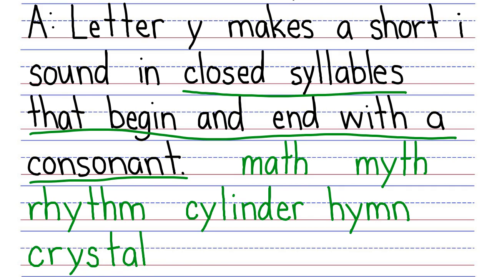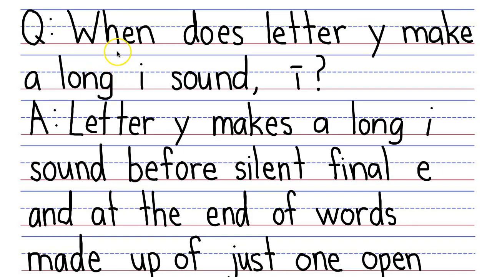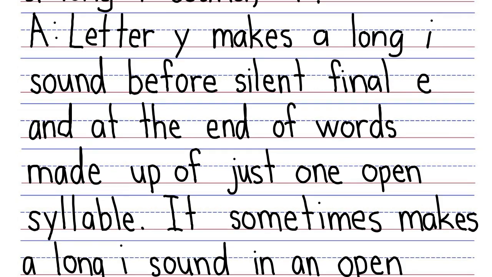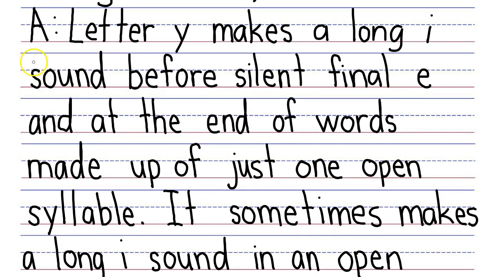Okay? And that leads us to our next question, which is, when does letter Y make a long I sound? And this is a fairly long answer, so let's study it closely. Answer. Letter Y makes a long I sound before silent final E and at the end of words made up of just one open syllable. So words made up of just one syllable that ends with a vowel.